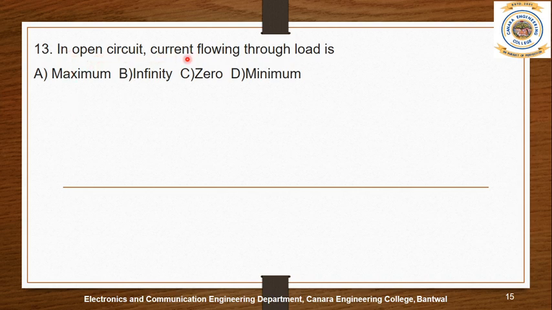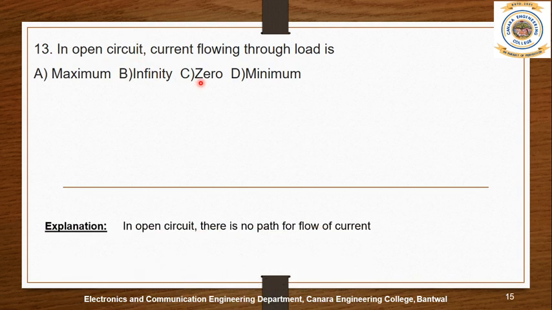In open circuit, current flowing through the load is maximum, infinity, zero, or minimum. For the flow of current, there should be a closed path. Otherwise, current will not flow. So in the open circuit, there is no closed path, so no current flows. So the current is zero. So option C is the right answer.